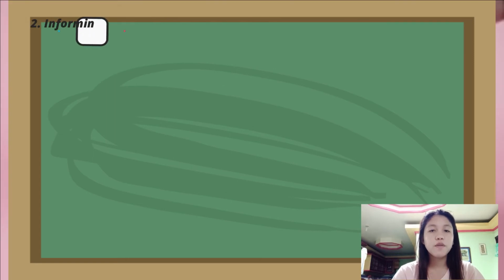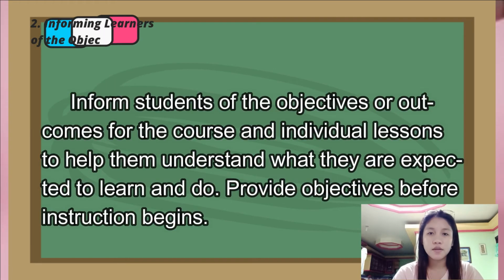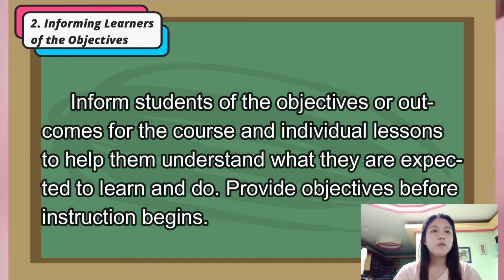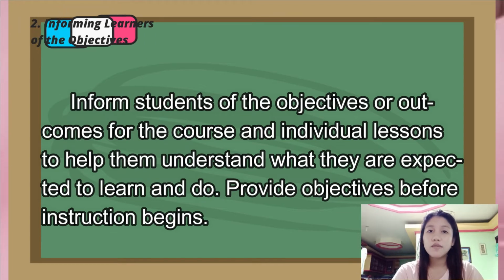Number 2. Informing learners of the objective. Inform students of the objectives or outcomes for the course and individual lessons to help them understand what they are expected to learn and do. Provide objectives before instruction begins.